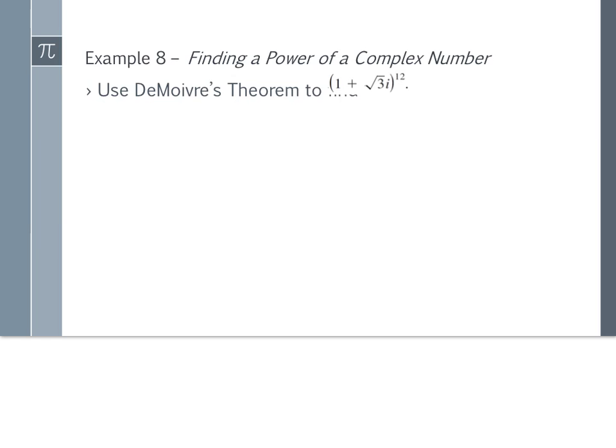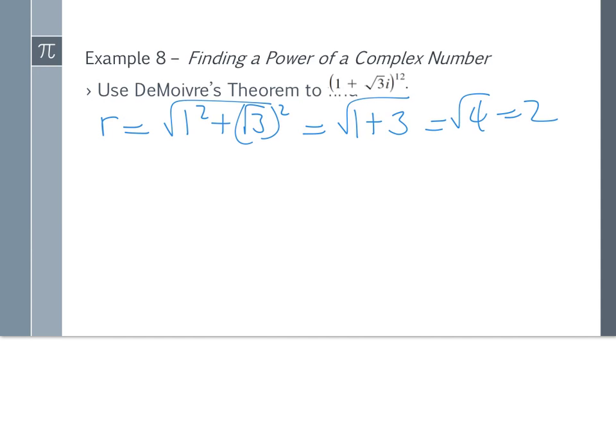So now we're going to use DeMoivre's theorem to find 1 plus radical 3i to the 12th power. We need to find r. So first let's find r, which is the square root of a squared plus b squared. So that's going to be 1 plus 3, which equals 2. So now we have r. We're going to raise z to the power of 12, so that means we're going to raise r to the power of 12.